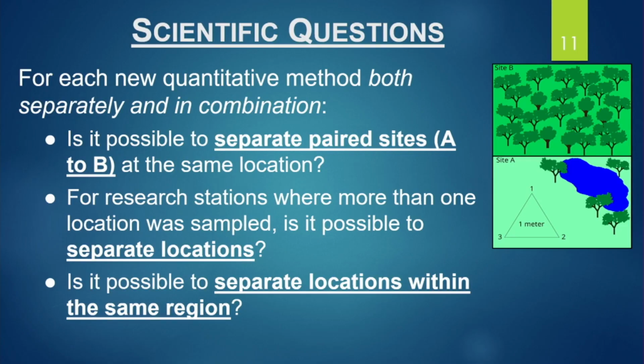And we wanted to assess the utility of these new methods with three main scientific questions. The first was, is it possible to separate those paired sites at a given location, A and B? The second question was, for those research stations where we collected more than one location, could we separate the locations? They're only kilometres to miles apart. And then the third would be looking at those locations within a region, coastal, mountains and Piedmont. Could we separate those samples in those locations in the same region?